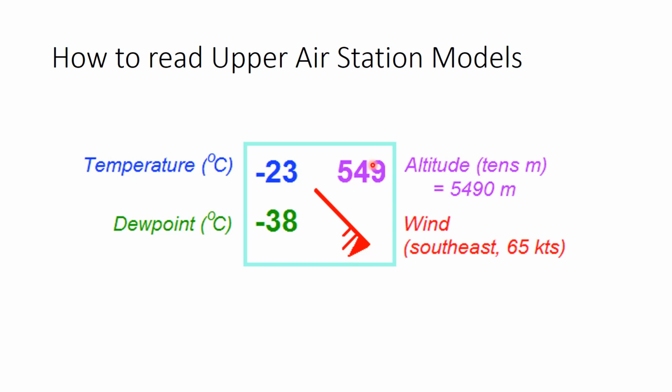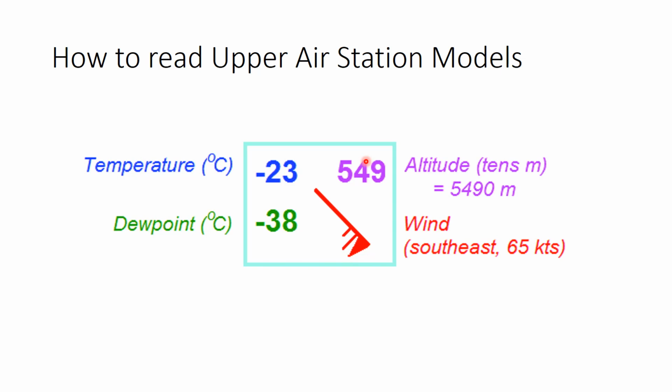So for example, this number here, 549, they do it in tens of meters. So basically they just drop the 0 at the end. And so 549 is just 5490. So this location is 5,490 meters above the surface of the Earth. And so that's where the 500 millibar level is located, or so on.